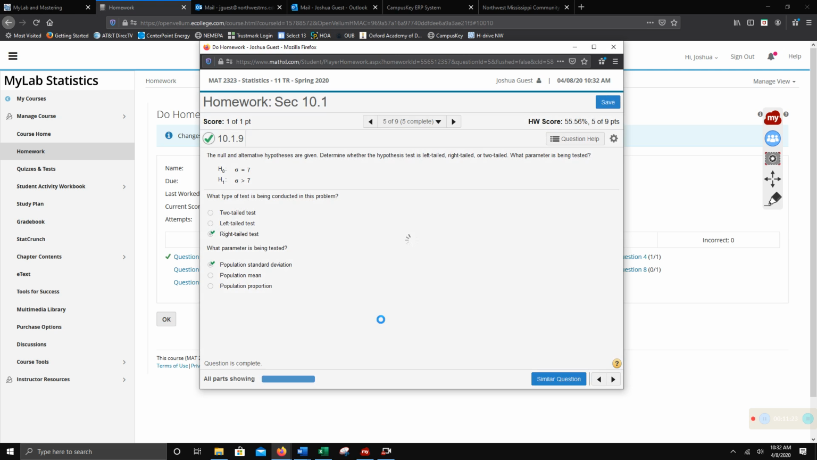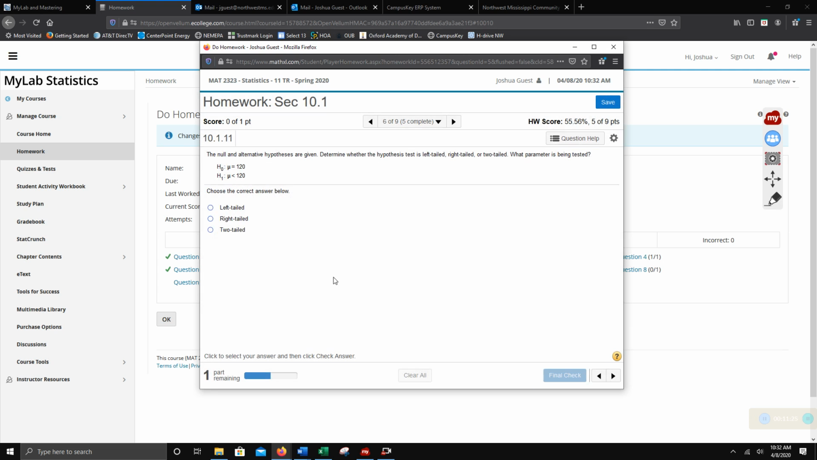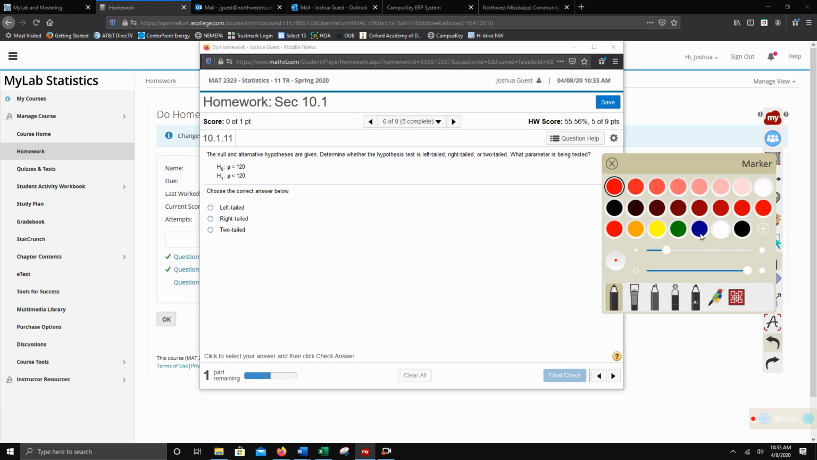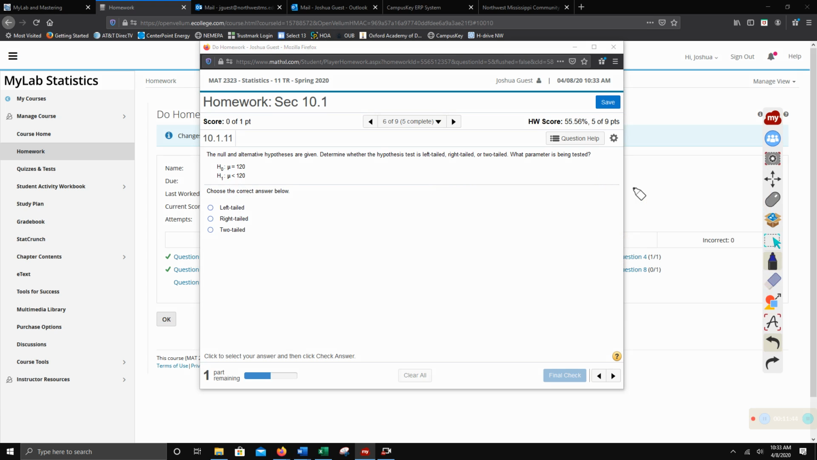So we're going to get another one of these here. Look, it went straight there. All right. So here the null mu is equal to 120, and the alternative mu is less than 120. All right. So here less than, right? We have less than. Let's pick blue.